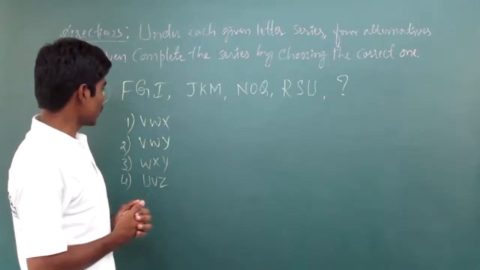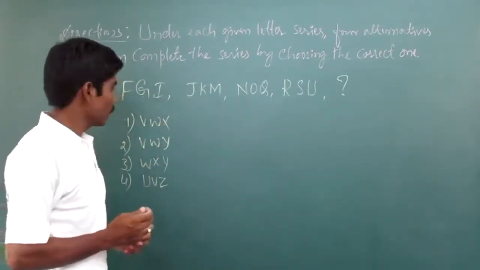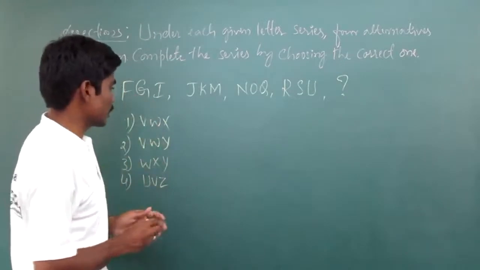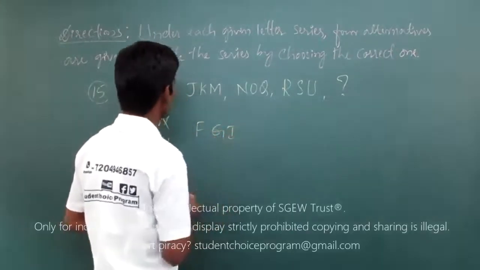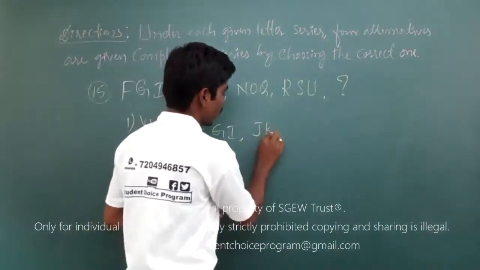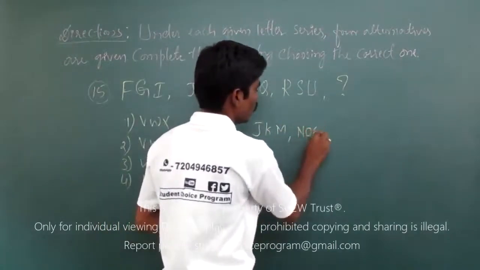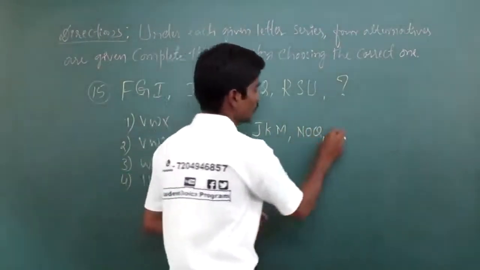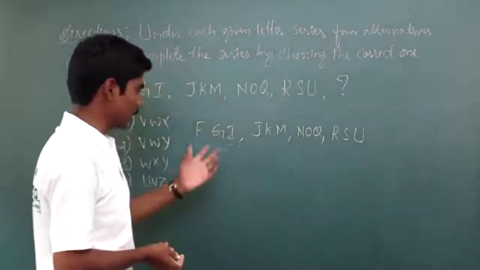Because of that, now what I'll do, I'll write the positions of the letters. For that, let me consider the given question, that is F, G, I, one group. The second group is J, K, M. Third is N, O, Q. Fourth is R, S, U. Now let me write the positions of these letters.